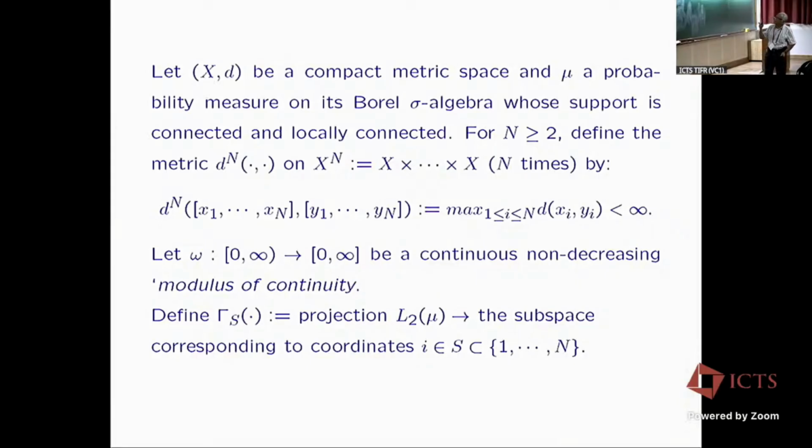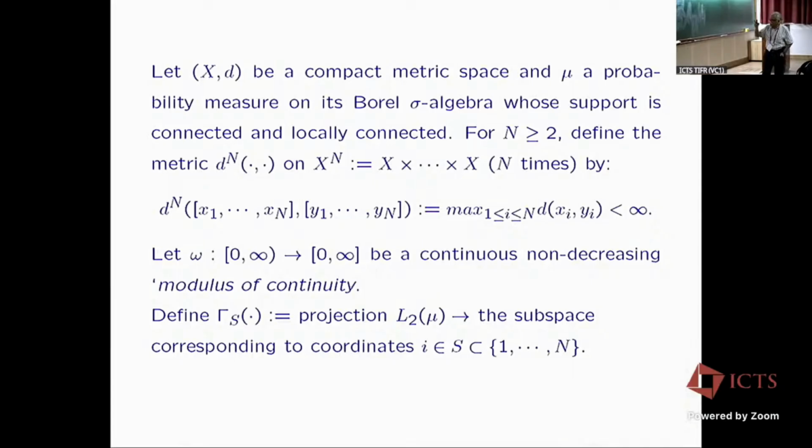The support is connected, locally connected, etc. And for some large n greater than or equal to 2, you take the product space, X cross X, n times, and define the metric on the product as the maximum of the individual metrics. That's one component. The second component is this function omega from the positive real line to its closure, a continuous non-decreasing function that will basically serve as a modulus of continuity.